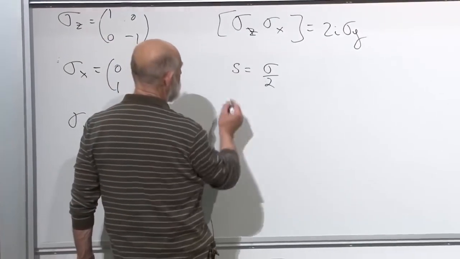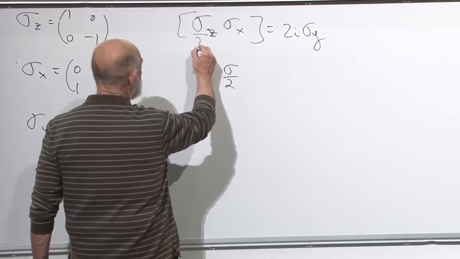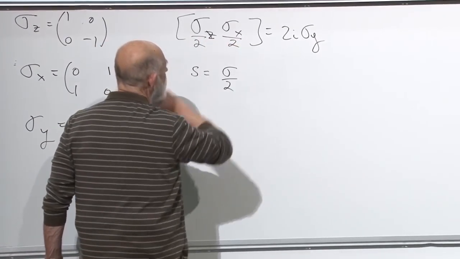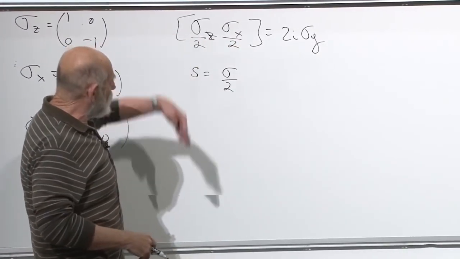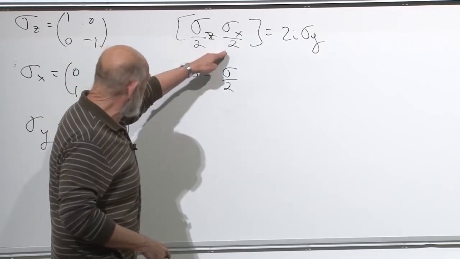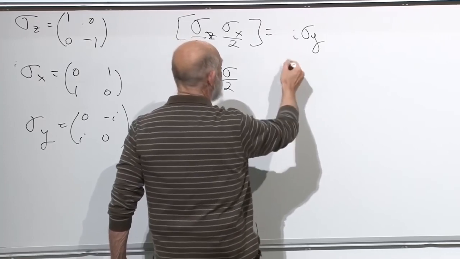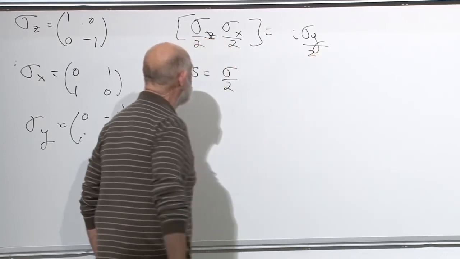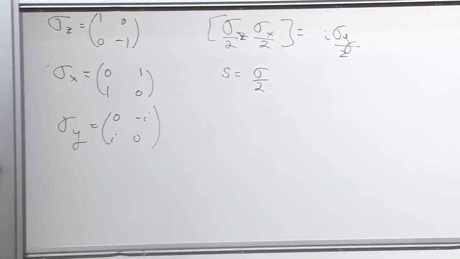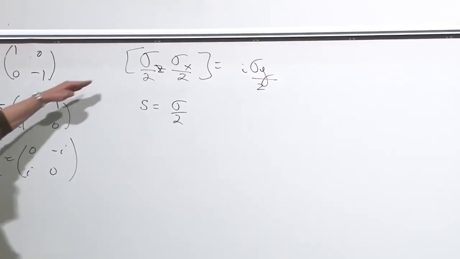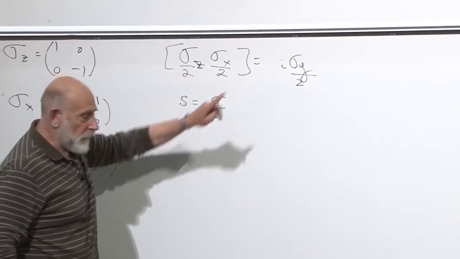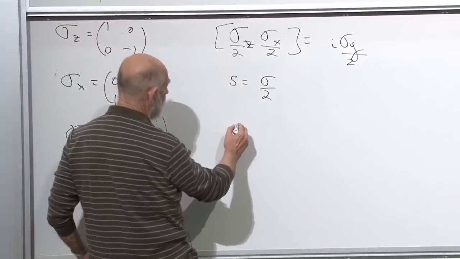Then we get, let's put a 2 in here, a 2 in here, and that altogether divides by 4, right? I put a 2 here, a 2 here. I've divided the whole thing by 4. 2 divided by 4 is 1/2. So, yes, half the Pauli matrices satisfy exactly what they're supposed to satisfy.